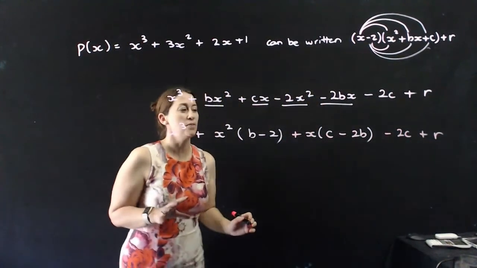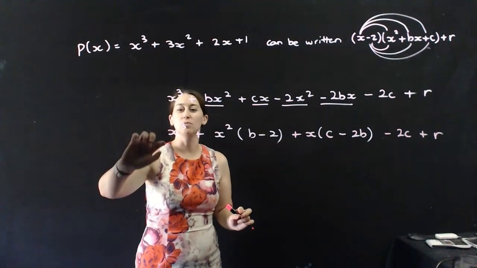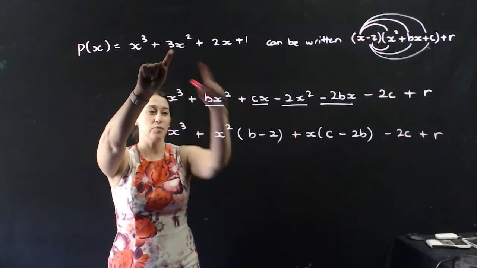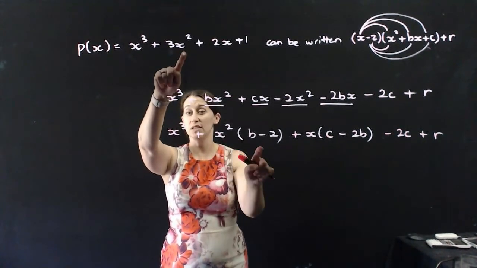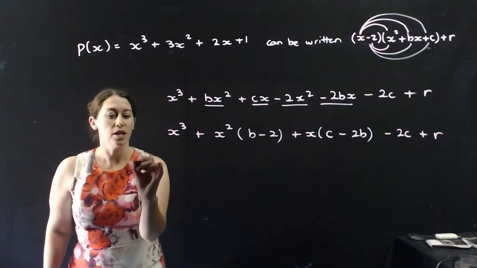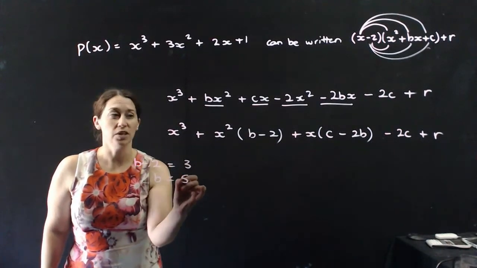And then what I'm going to do now is look at, well, what's the coefficient of the x cubed? Well, that matches. What's the coefficient of the x squared? Well, 3. 3 has to equal b minus 2, because that is what the coefficient of the x squared is. And remember, these are the same. So let's just solve that individually. b minus 2 has to equal 3. So that means b has to equal 5.